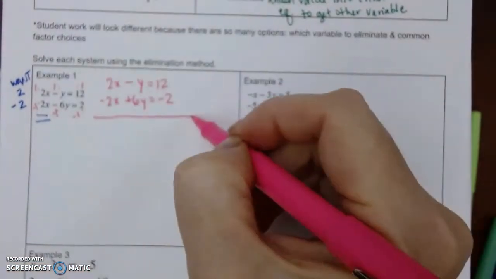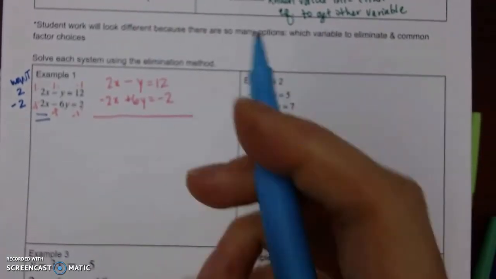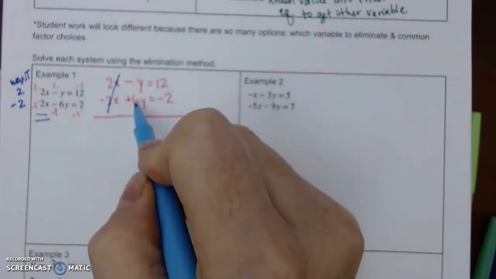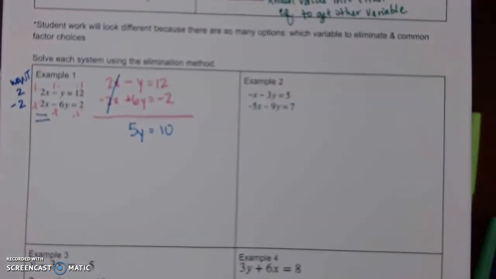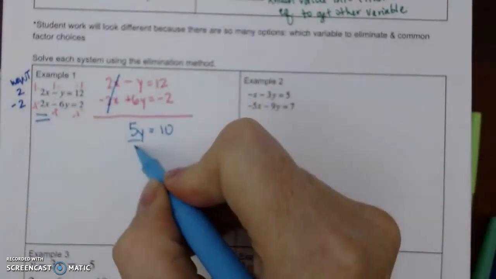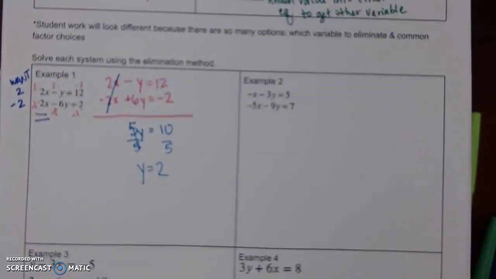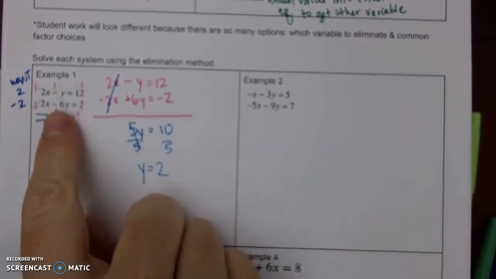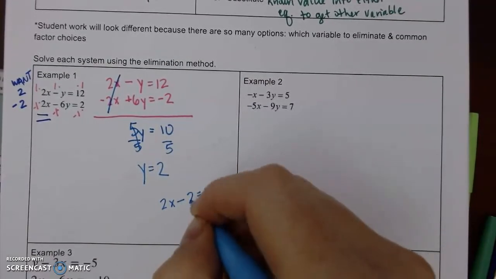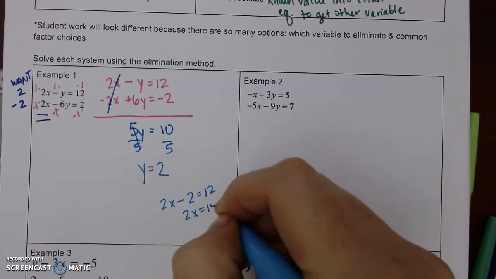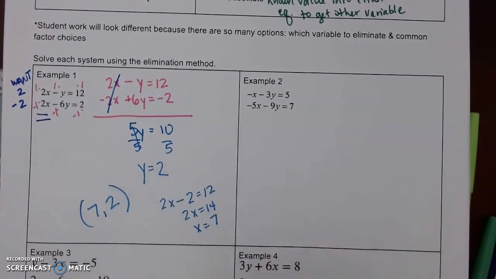Then I'm going to add both equations together. Those cancel. 6 minus 1 is 5, and 12 minus 2 is 10. Then I'm going to divide by 5, and y equals 2. Now I can take that y and plug it into either equation. So 2x minus y equals 12. I'm going to add 2, divide by 2. So we get 7, 2 as our ordered pair.